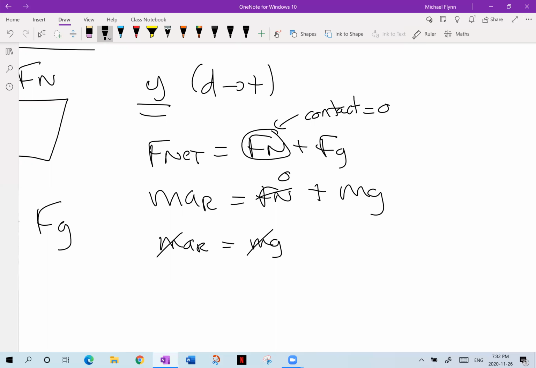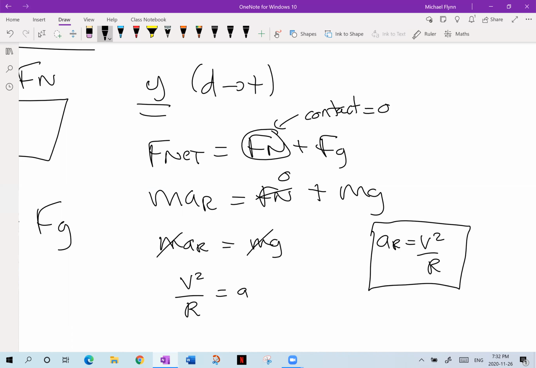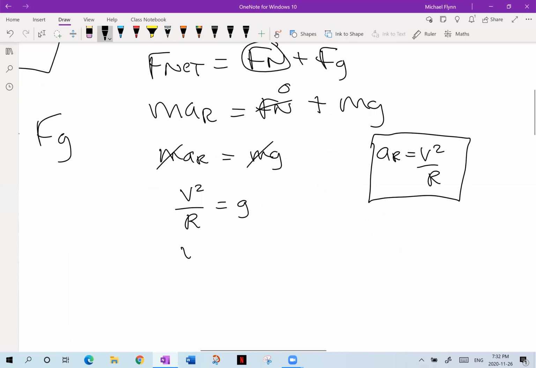Now your mass cancels out. So it doesn't matter who the rider is. Okay, they'll have the same minimum speed. Okay. Now here, because it's circular motion, get used to it. AR equals V squared over R. Okay, this is our special equation for the radial acceleration that we're going to use in circular motion questions. So I'm going to say therefore V squared over R equals G, or simply V squared equals RG.